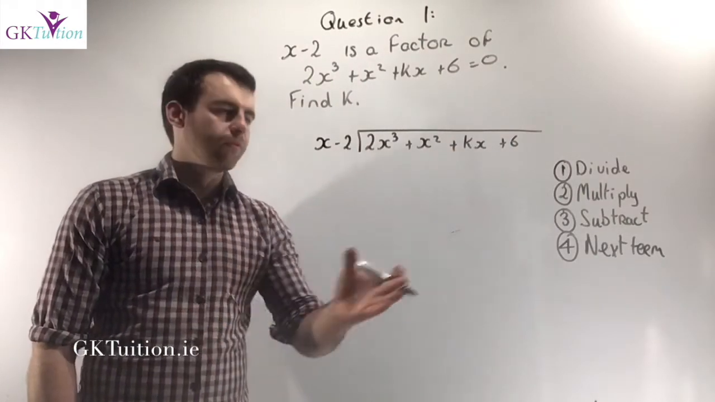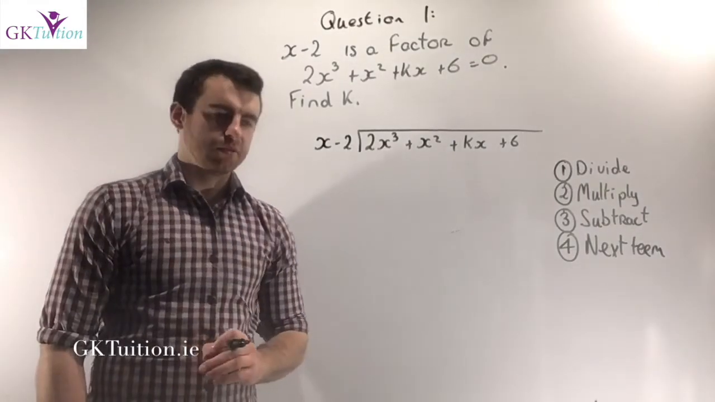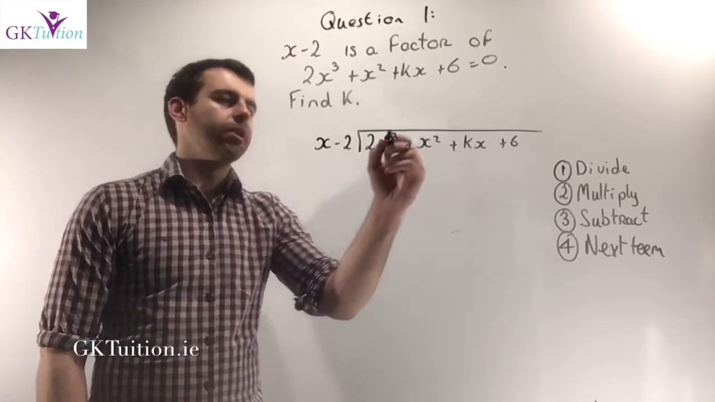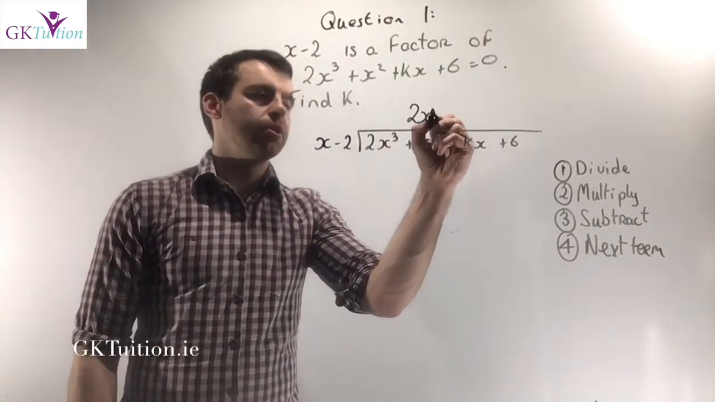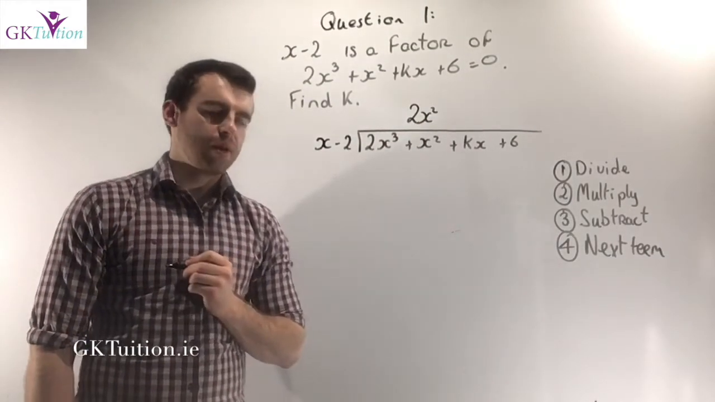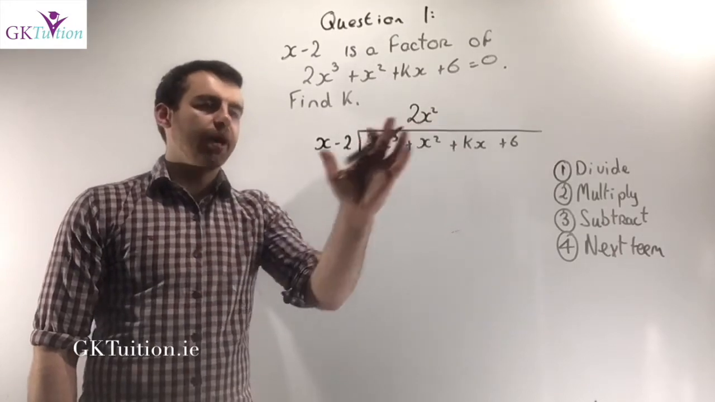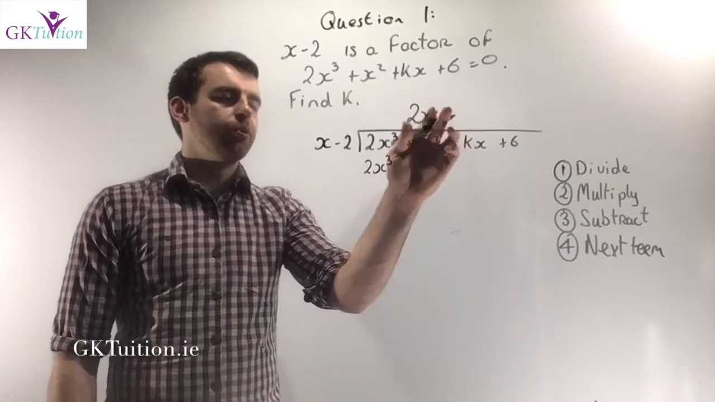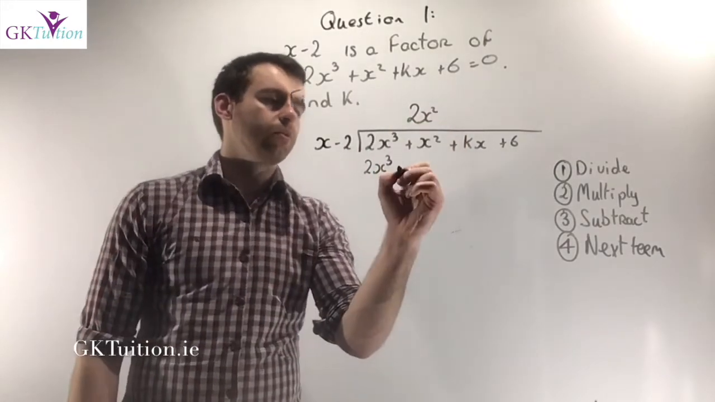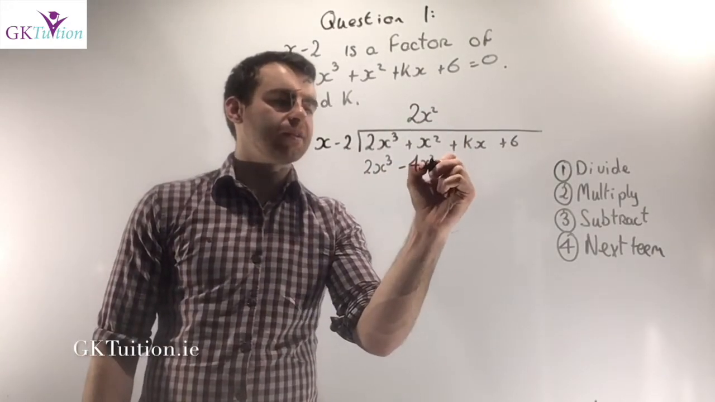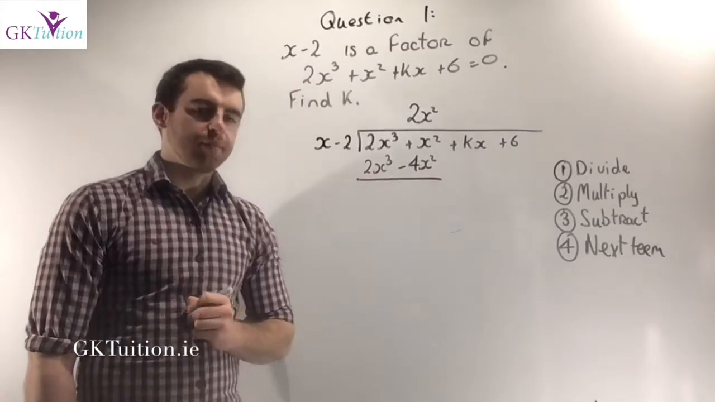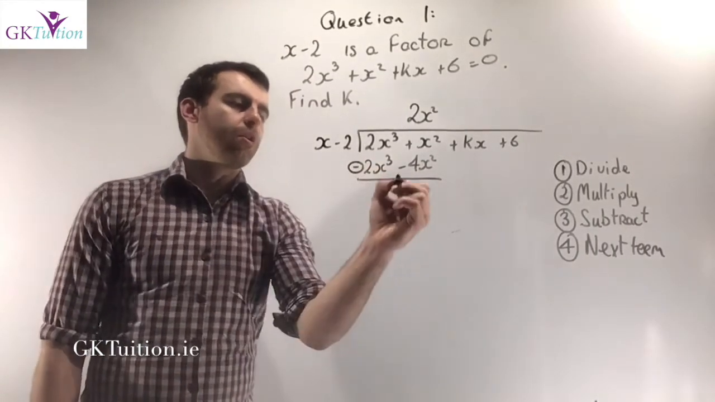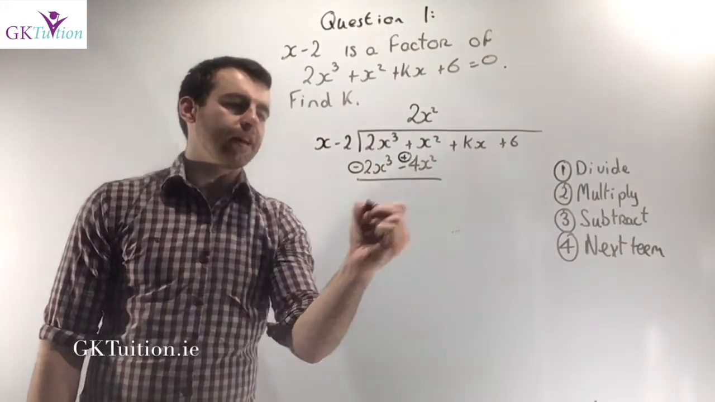As always, we're following the 4 steps for long division. The first thing we do is divide. You can divide x into 2x cubed, and x into 2x cubed goes 2x squared times. Now you're going to multiply. 2x squared multiplied by x gives me 2x cubed. 2x squared multiplied by minus 2 gives me minus 4x squared. And the third step is to subtract. So this is going to become a minus 2x cubed, while this is going to become a plus 4x squared.